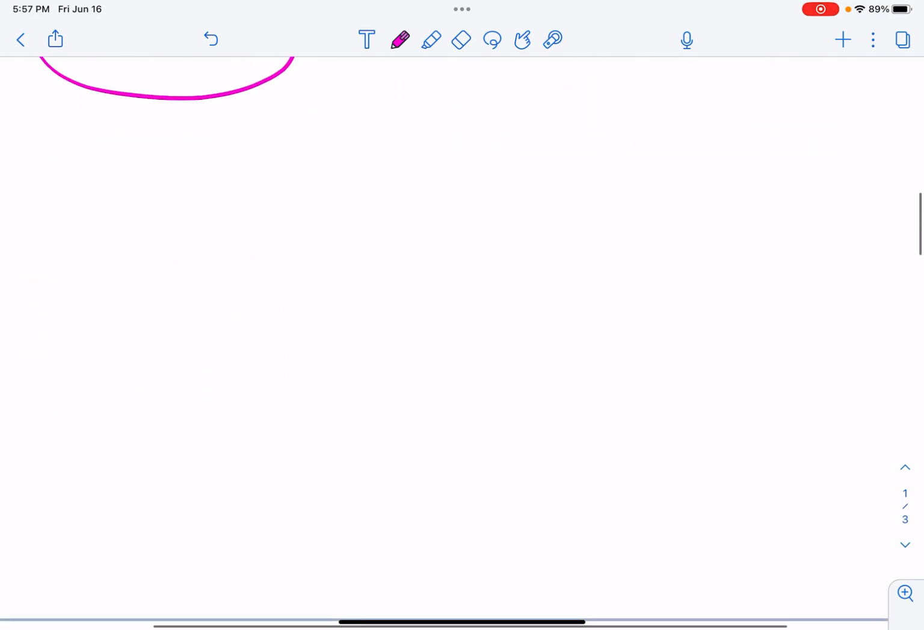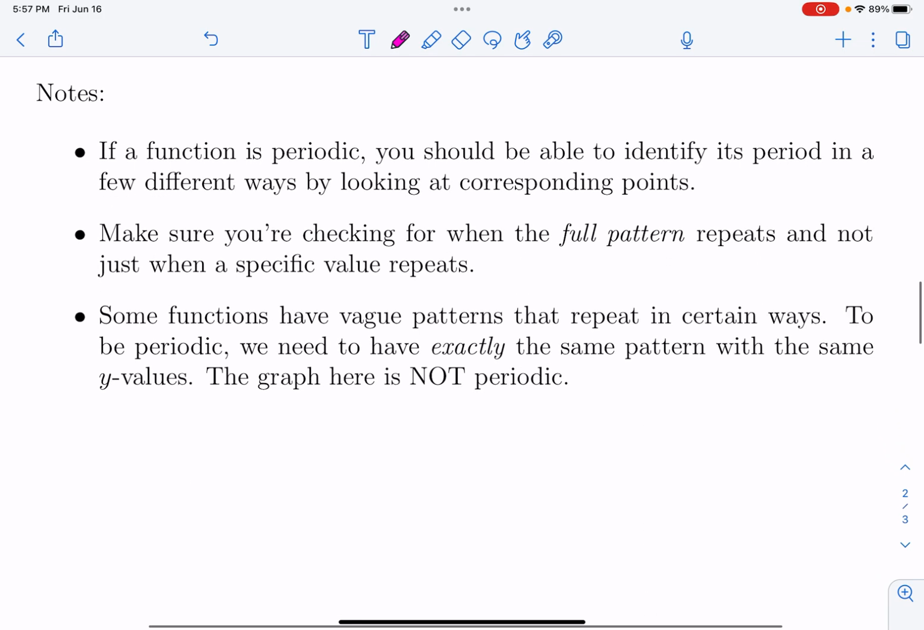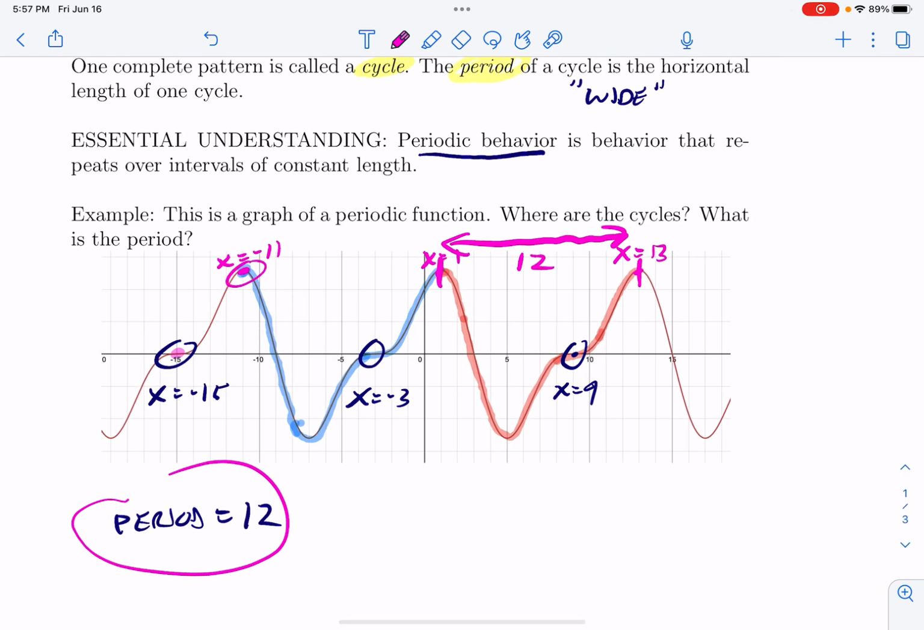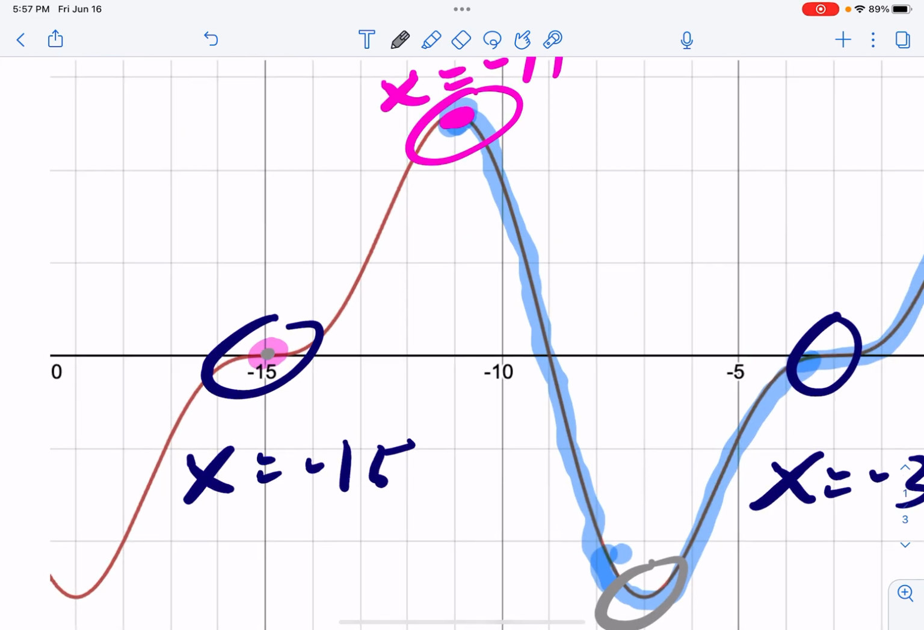So I've got a couple of notes here. The first one is what I just said: if a function is periodic, you should be able to identify its period in a few different ways by looking at corresponding points. Going back here, one person might think these top points are the most interesting things to compare. Someone else might look at those bottom points. Those are all 12 units away. I did an example where I picked this point on the x-axis where it's kind of flat to over here.